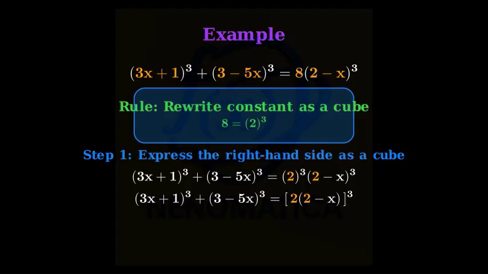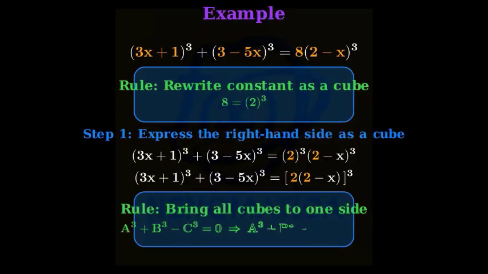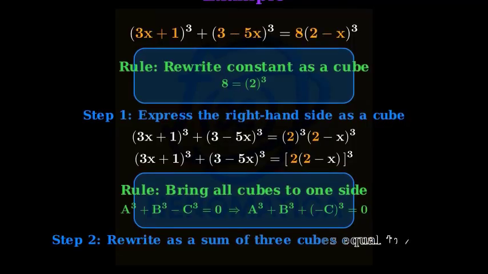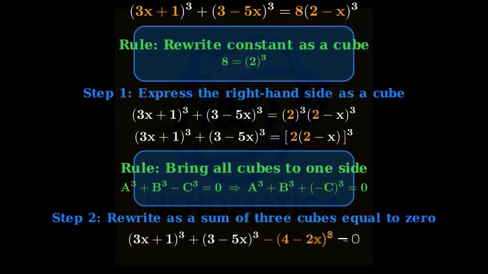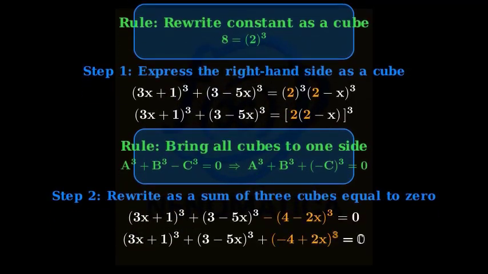Step 2. Bring all cubes to one side to form a sum of 3 cubes equal to 0. Now, the step title. We subtract the cube of 4 minus 2x to the left side and set the expression equal to 0. Then we may rewrite minus 4 plus 2x as the third cube to emphasize a sum of 3 cubes. Step 3. Apply the identity for the sum of 3 cubes when the 3 bases add to 0.